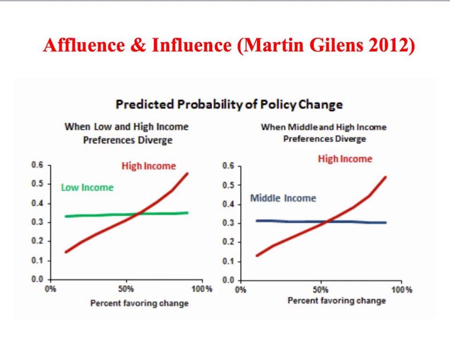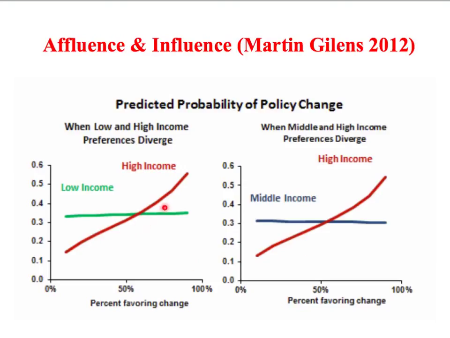Now, when preferences across income groups diverge, in other words, when rich, middle income and poor Americans have different views on proposed policy changes, Gilens found that the association with policy outcomes persisted for the rich but disappeared for the middle class and the poor. And that's what's shown in these two graphs.